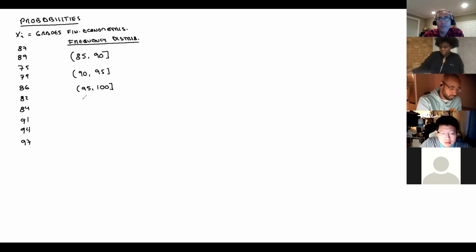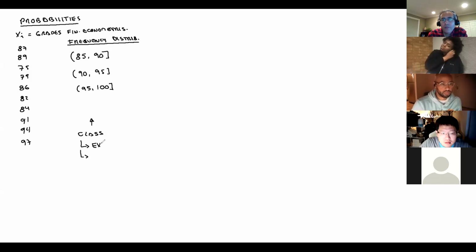Makes sense to you? So these ones here, guys, are called classes. Okay, class limits. Of course, as usual, guys, parentheses, 85 is not included here. Brackets, 90 is included here. Now, the classes, guys, satisfy the following properties. They are exhaustive. What is exhaustive? It means that all the observations that you have must be in one of these classes, and they must be mutually exclusive.